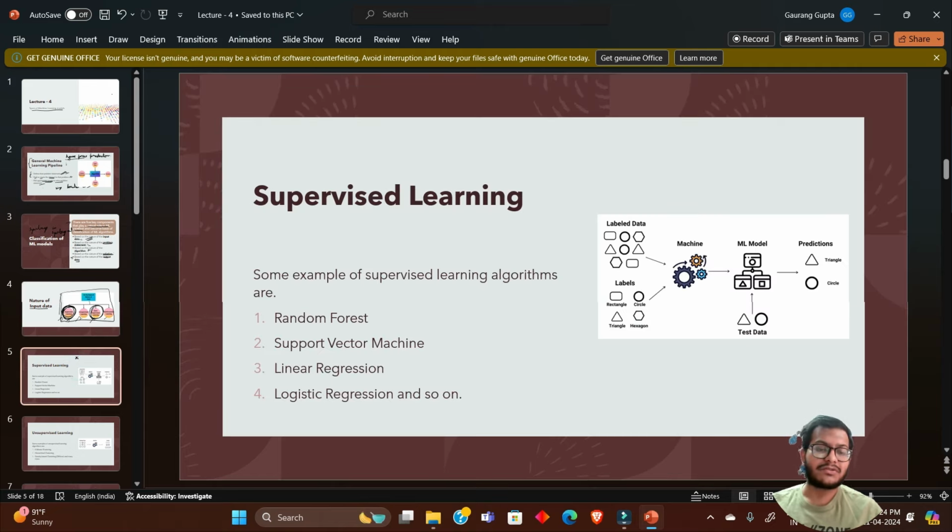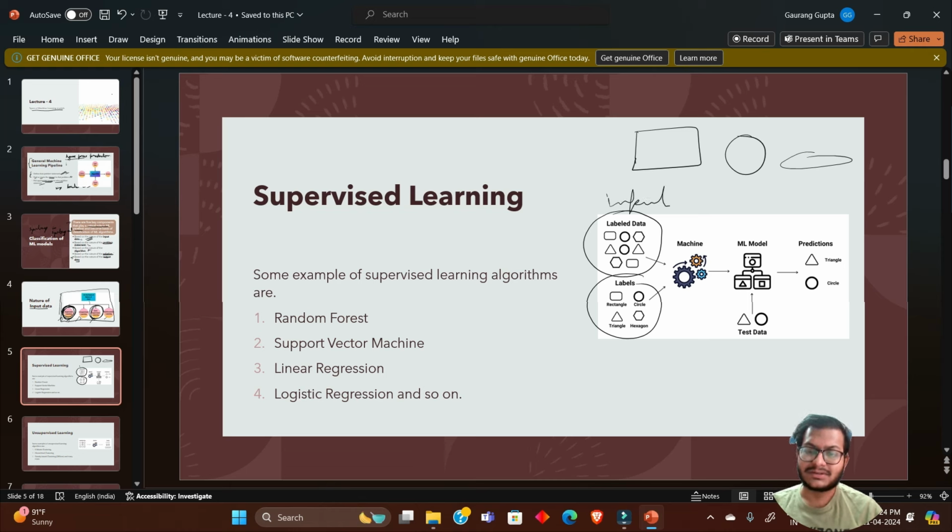Then we will move on to supervised learning. What is supervised learning? Supervised learning is where you have labeled data. There are shapes and there are labels, so you exactly know that this shape is a rectangle, this is a circle, this is an ellipse. Then you give these as inputs and outputs to this machine learning model, and the model trains on it.